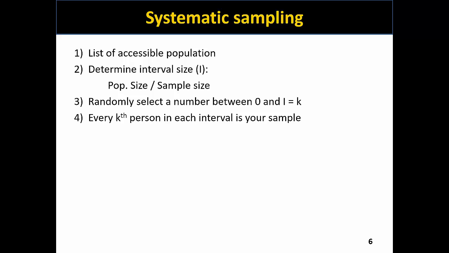And so if the interval size is, for example, 5.2, 5.2 is rounded to the nearest whole number, and then a number is randomly selected between 0 and 5. If that random selection is a 3, then the third person in each interval becomes part of the sample.